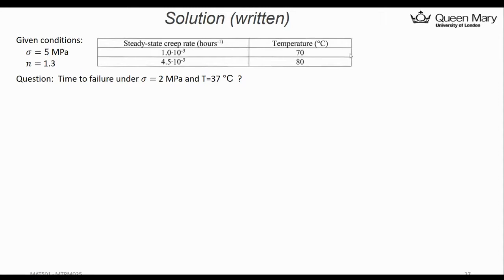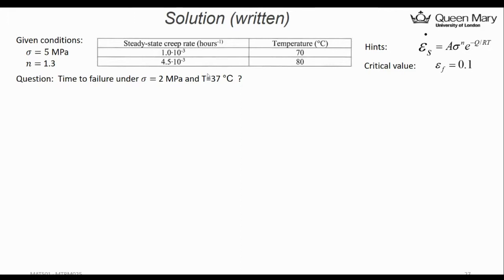Now, to work out this question, you definitely need the hint. The hint is the equation for the creep strain rate. And we know the critical value for the material to fail is 10% strain. So let's work out how to do that.